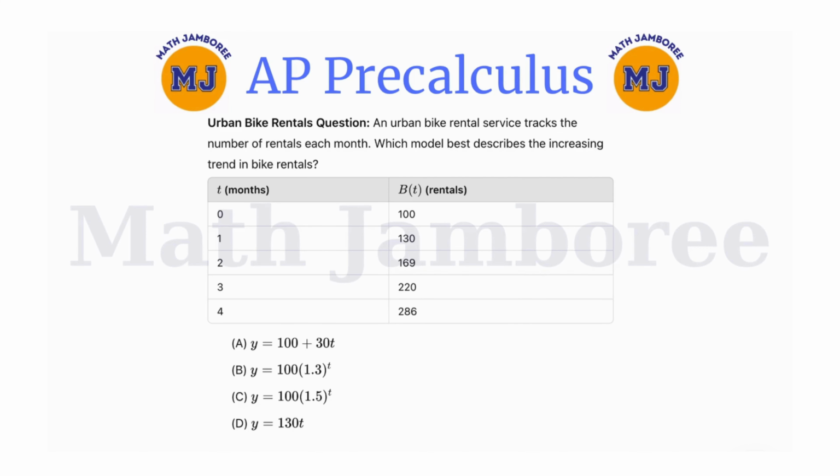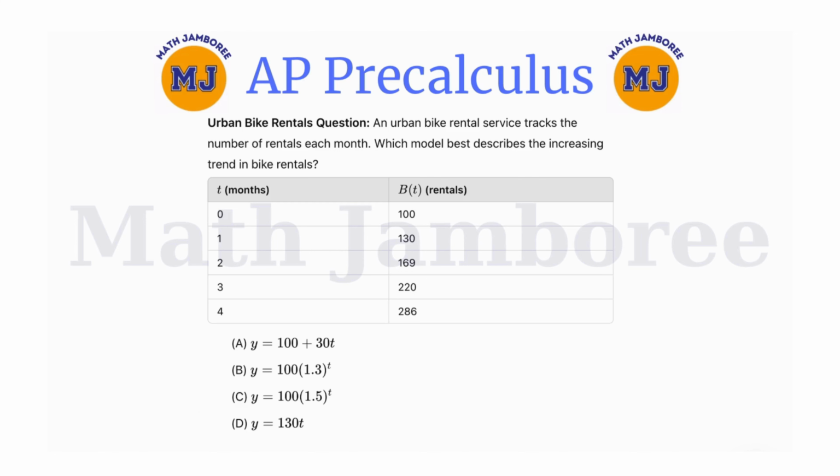An urban bike rental service tracks the number of rentals each month. Which model best describes the increasing trend in bike rentals? T is in terms of months, and the function B of T is rentals. The months are from 0 through 4, and the function values are 100 through 286.